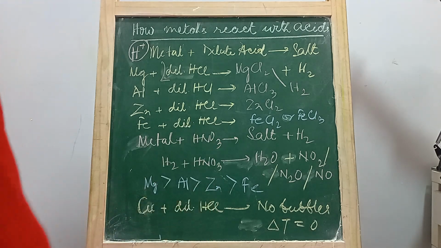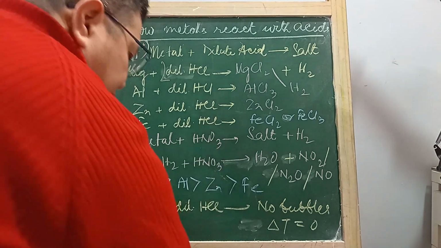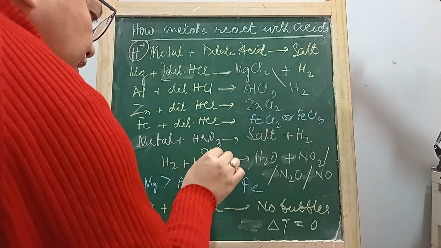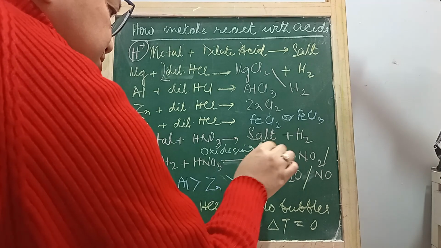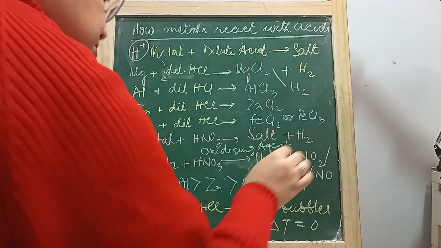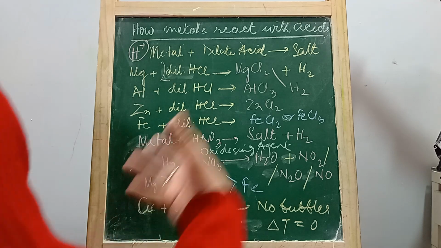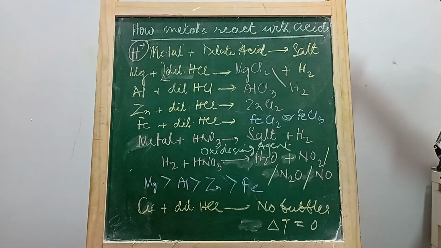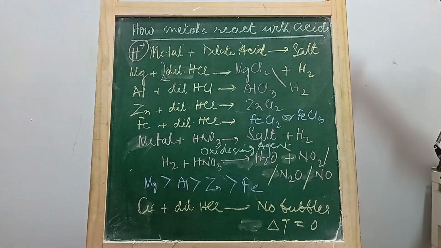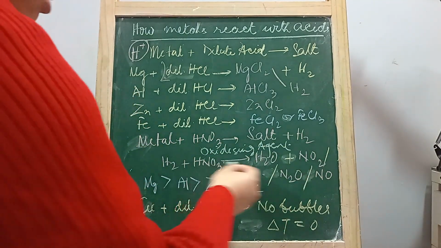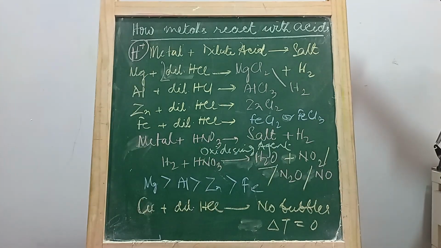Nitric acid is a very strong oxidizing agent. I'm writing here oxidizing agent. It oxidizes the other compound, and so it supplies oxygen. So hydrogen is supplied oxygen by the nitric acid. So the hydrogen becomes water. So hydrogen is oxidized to water by the nitric acid.